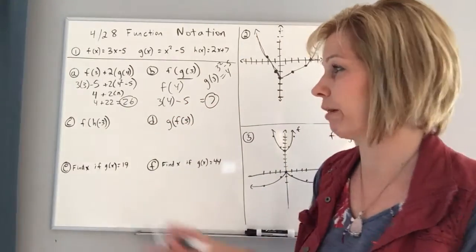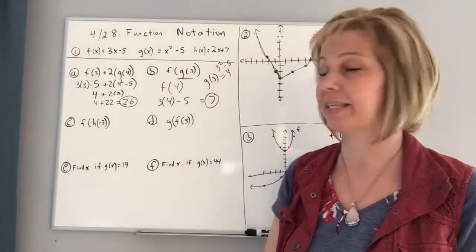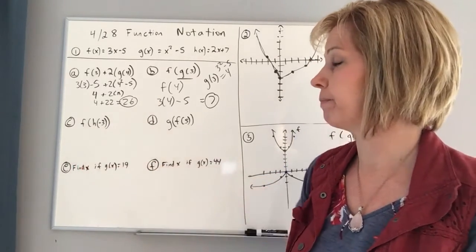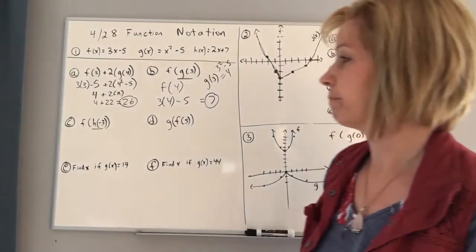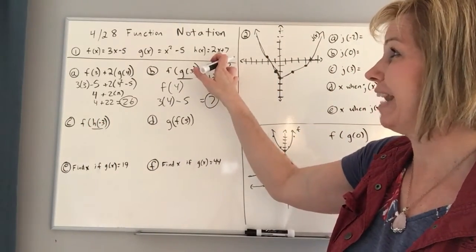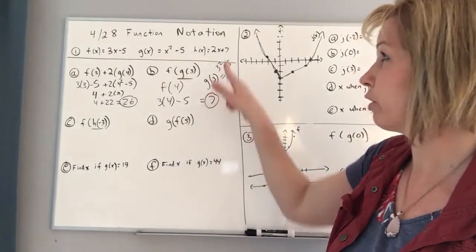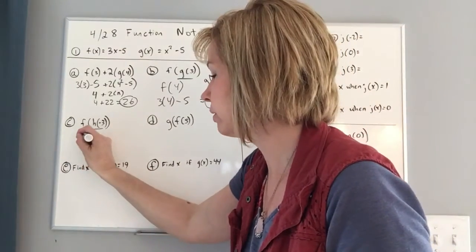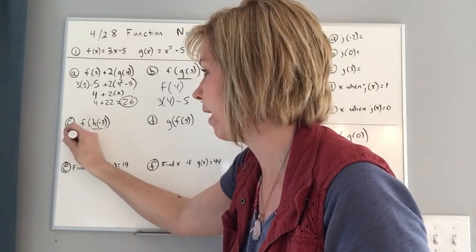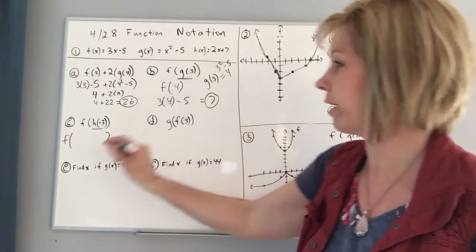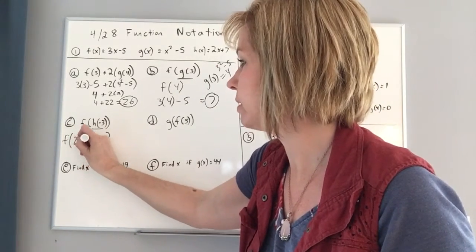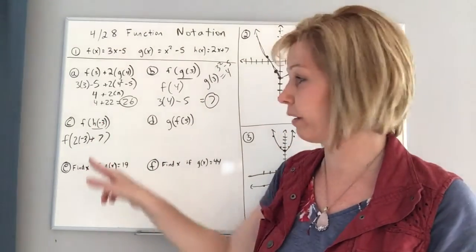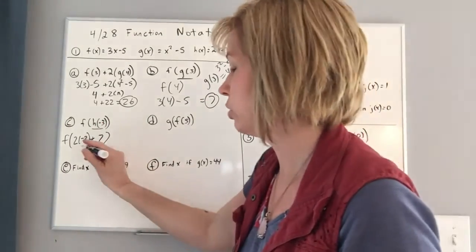Okay, let's try another one of those. We're finding C. It says f of h of negative 3. So do inside first. Look at the h function. You're putting negative 3 in for x. Make sure you see that it's being multiplied by 2 and then 7 is being added to it. I'll put the f out front. Let's figure out what h of negative 3 is. 2 times negative 3 plus 7. So 2 times negative 3, negative 6 plus 7 should be 1.